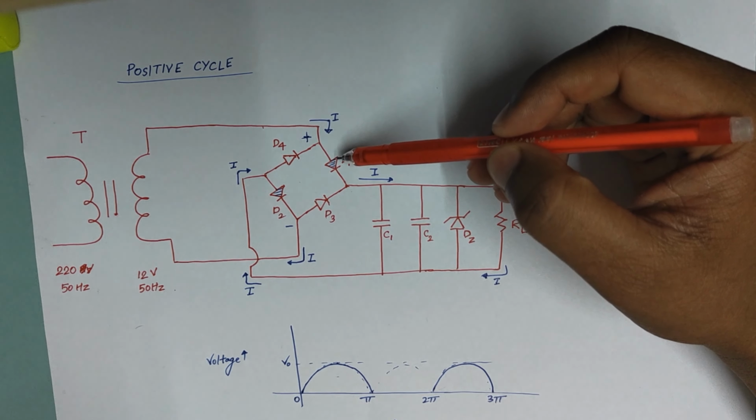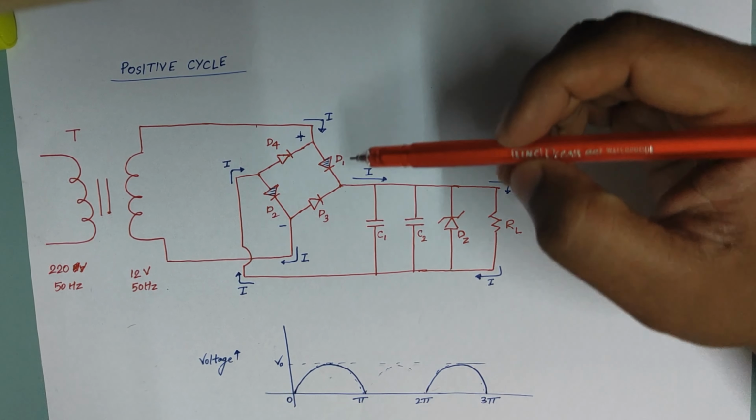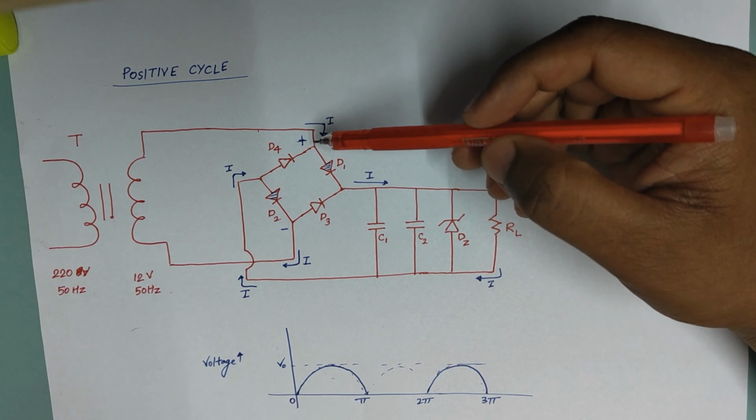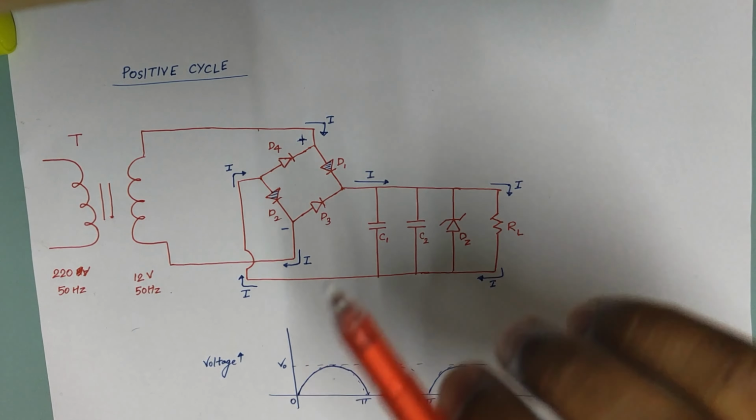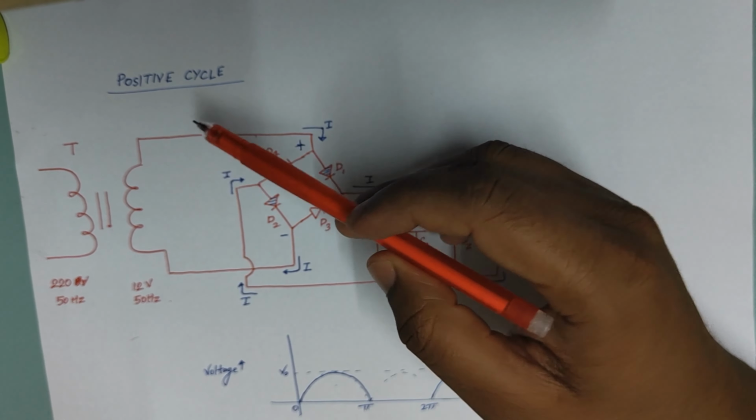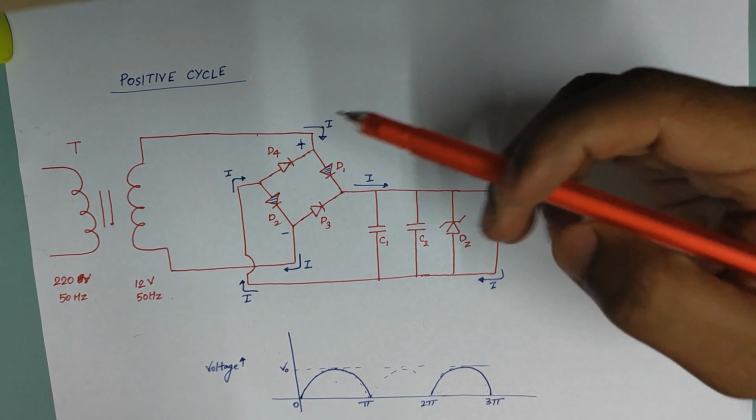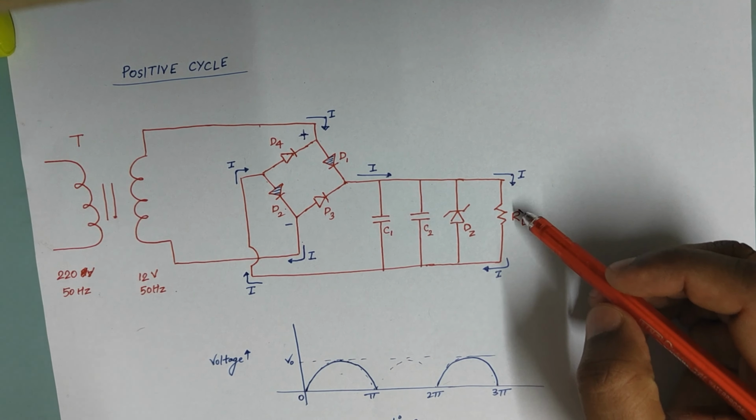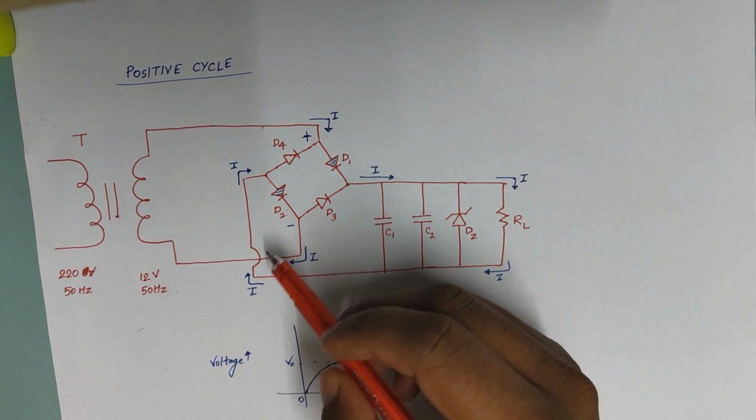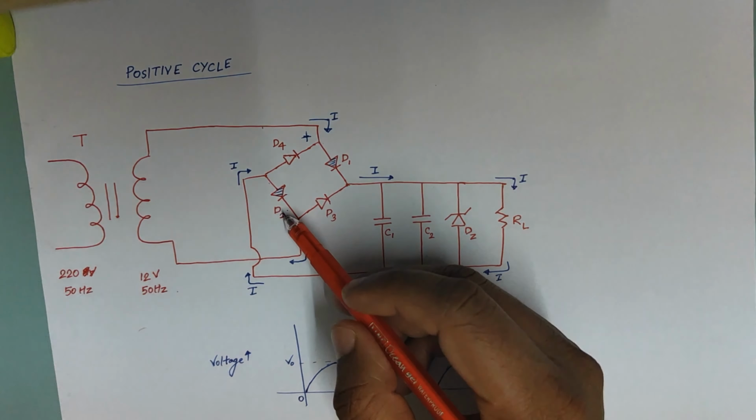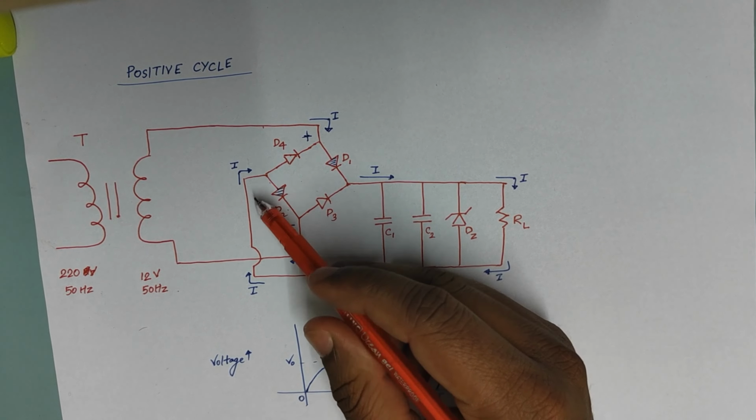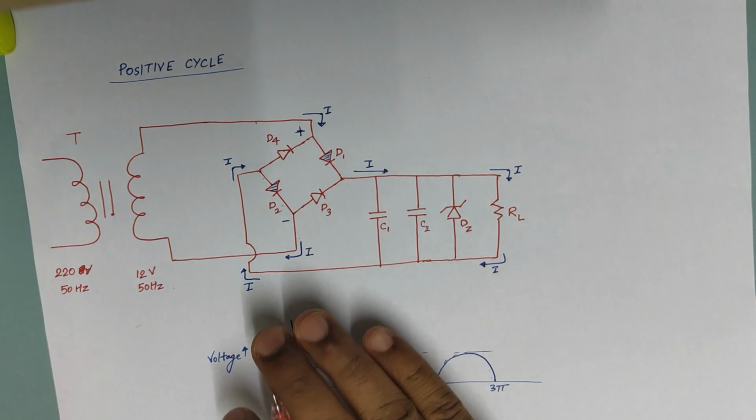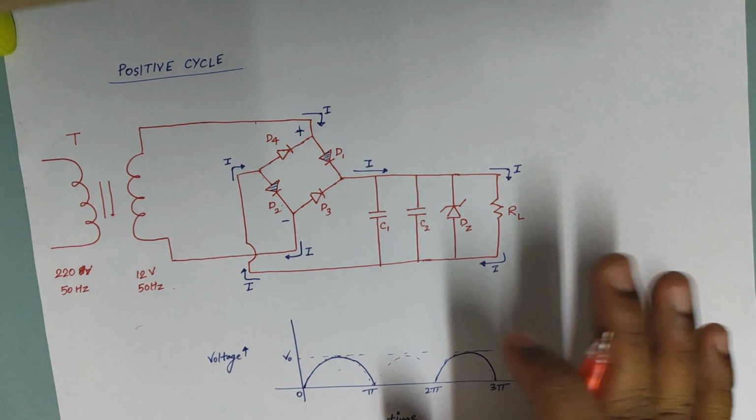Now the diode D1 is in forward bias, as you can see, so it will allow the current to pass in the positive cycle, and the current will pass from here. The current moves from here to D2, which is again in forward bias, so it lets the current go, and like this the circuit is completed and current flows.